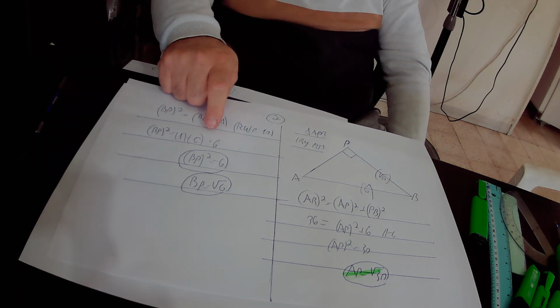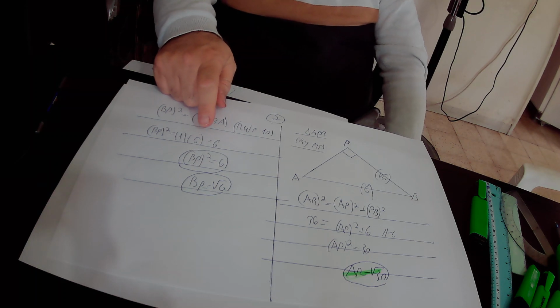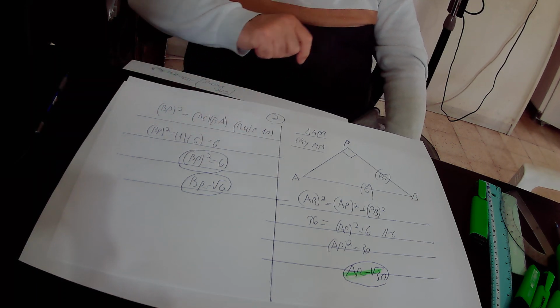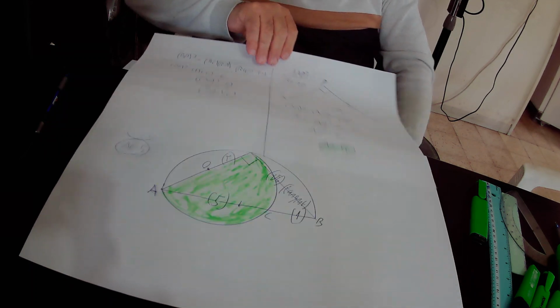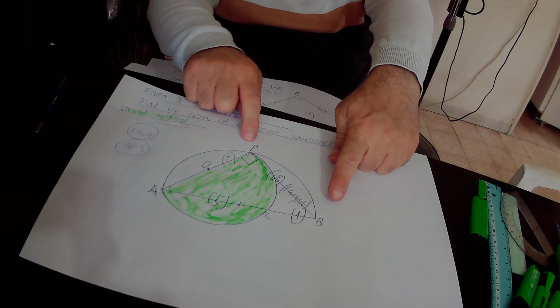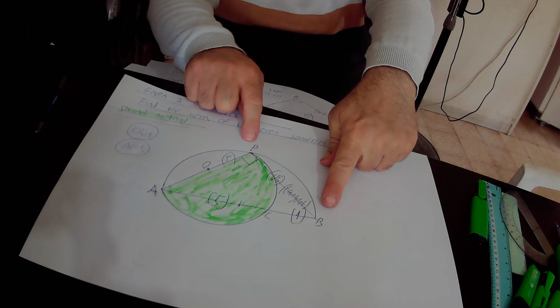We took the square root of this equation and finally found that the missing tangent BP equals the square root of 6 units in length. This is the missing tangent BP, equal to the square root of 6 units in length.